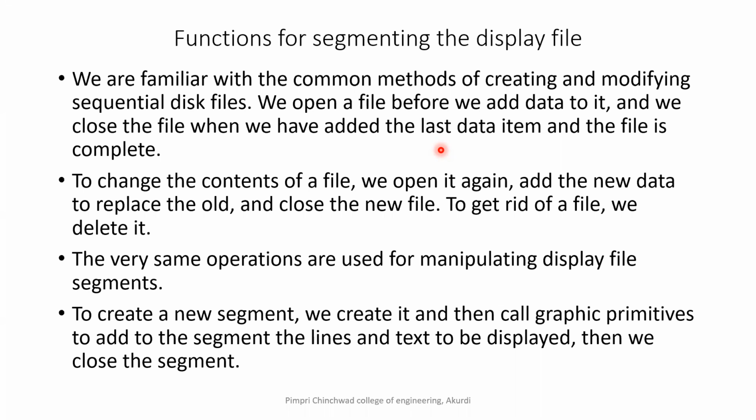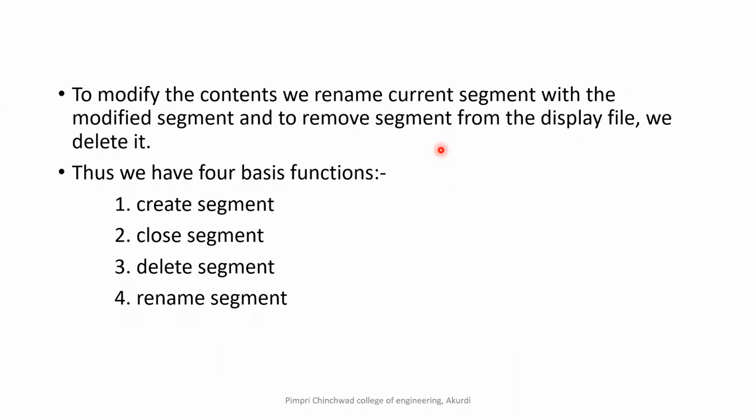To create a new segment, we create it and then call the graphic primitives to add to the segment the lines and text to be displayed. Then we close the segment. To modify the contents, we may rename the current segment with the modified segment, and to remove the segment from the display file, we may delete it. Thus, we have 4 basic operations: creating a segment, closing a segment, deleting a segment, and renaming a segment.